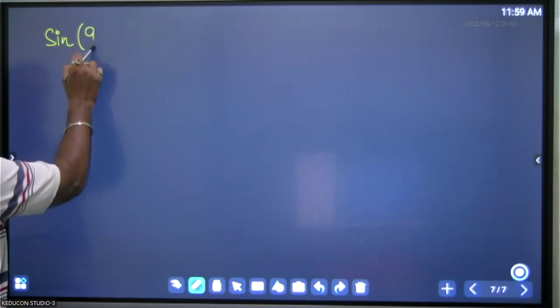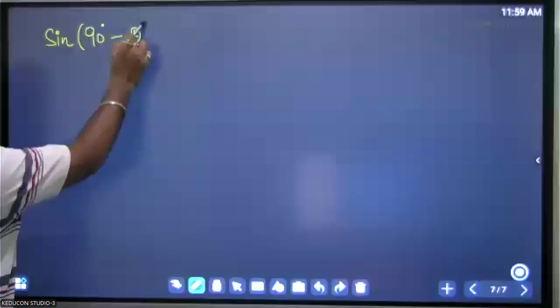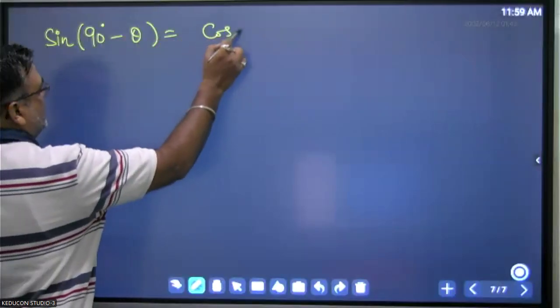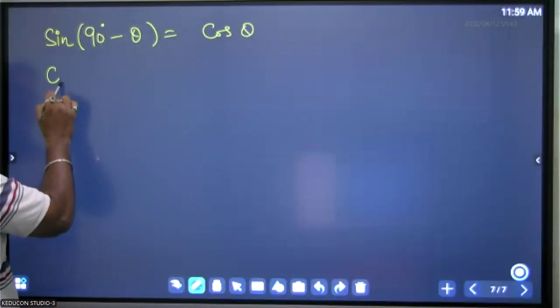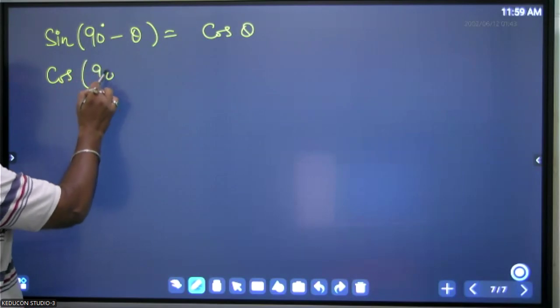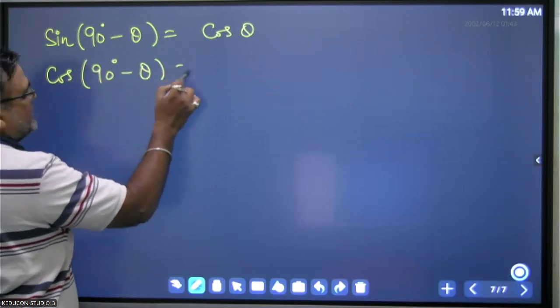First is the first quadrant के rules होते हैं students. This is cos theta. Now everything is positive in this. This will be sin theta.